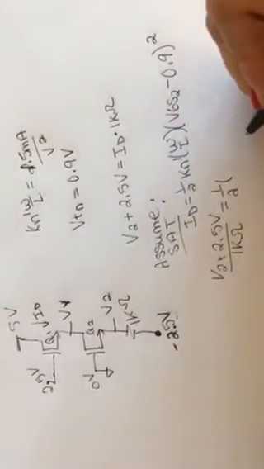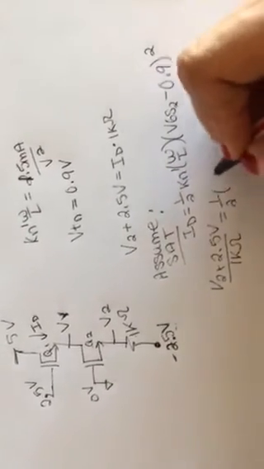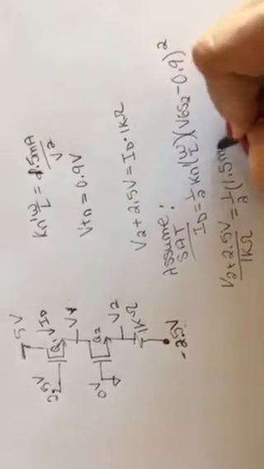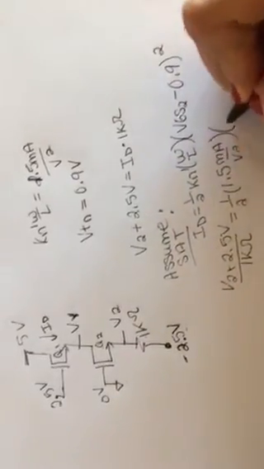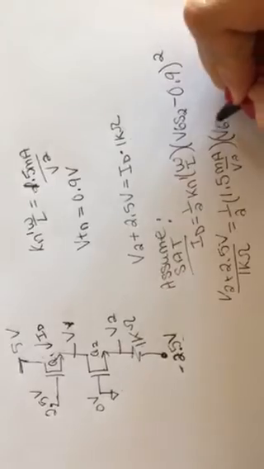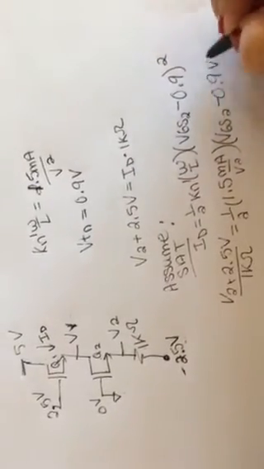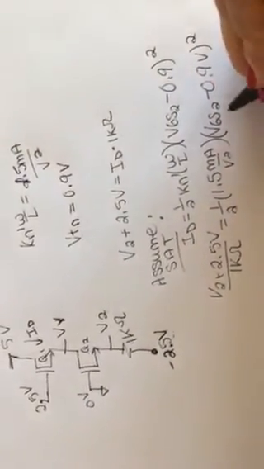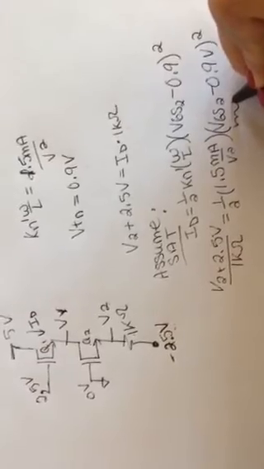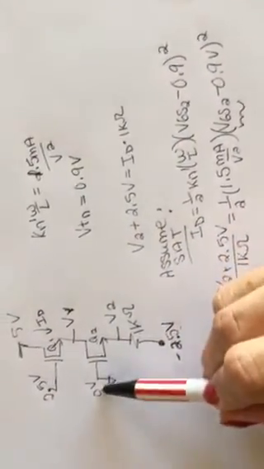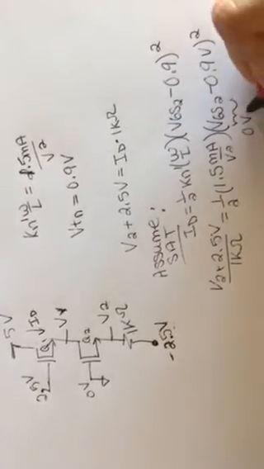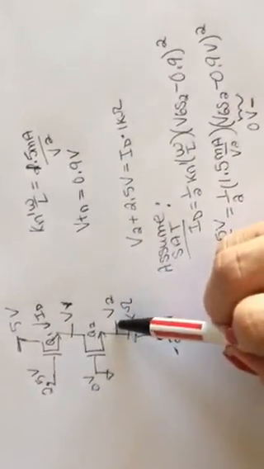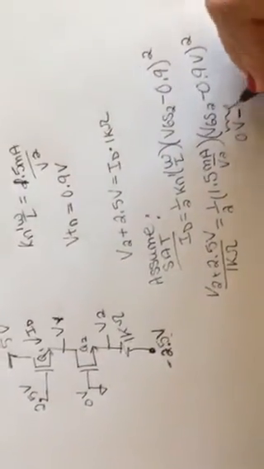And that is equal to this right here, 1/2 Kn prime W over L, where Kn prime W over L is 1.5 milliamps per volt squared, times VGS2, which is what we're solving for, minus 0.9 volts, squared. VGS2 in this equation is VG minus VS of transistor 2. VG of transistor 2 over here is 0 volts. So this goes to 0 volts minus VS of transistor 2, which is V2. That's what we're trying to solve for. So we can replace VGS2 here with 0 volts minus V2.